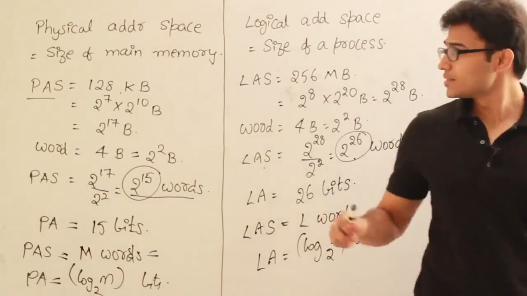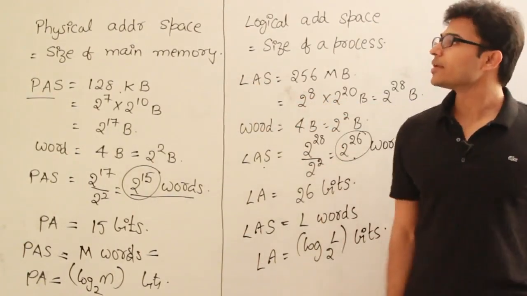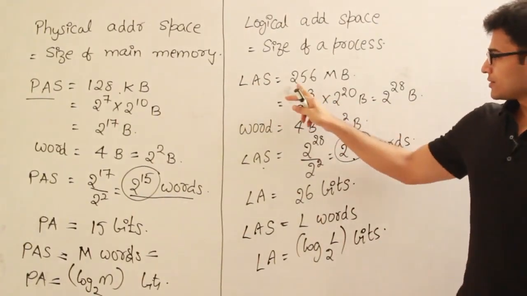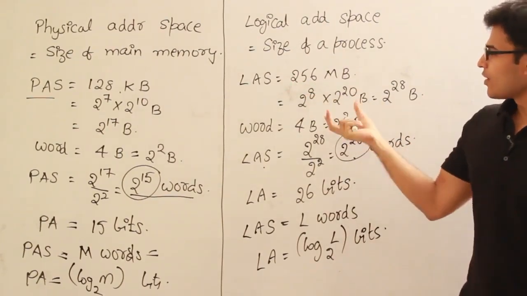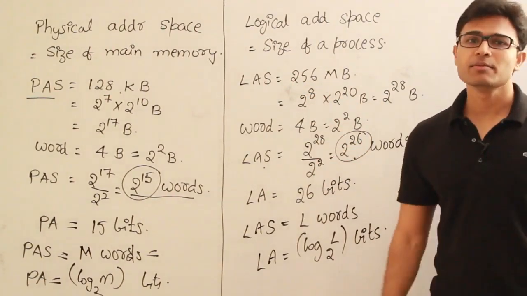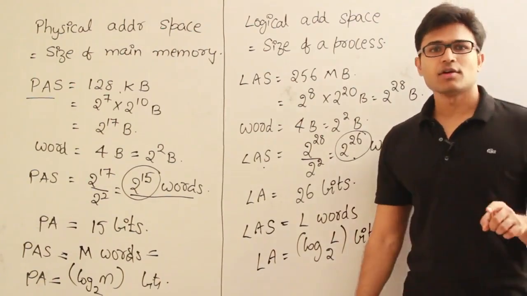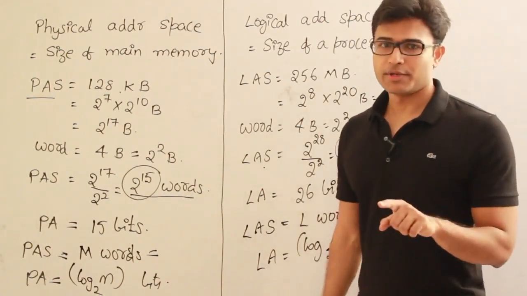If the physical memory is only 128 KB, but the process size is 256 MB, what is the logical address space? Obviously we cannot place the process in the main memory completely, right? Then the concept of virtual memory comes into the picture.